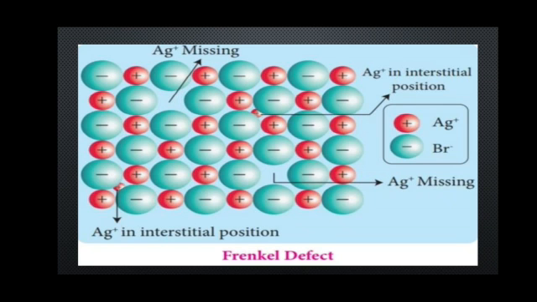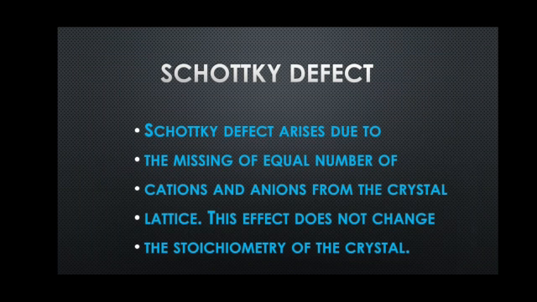Again see, next to that in the last row, the Ag+ ion is missing. Where does it go and occupy? See, in the last row front, the Ag+ ion is in the interstitial position. So the missed out ion occupies somewhere in the same crystal lattice only. That place we are calling an interstitial position.